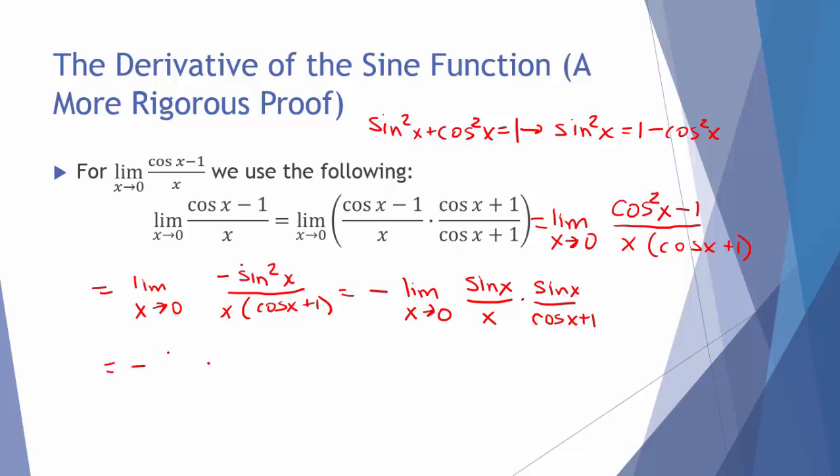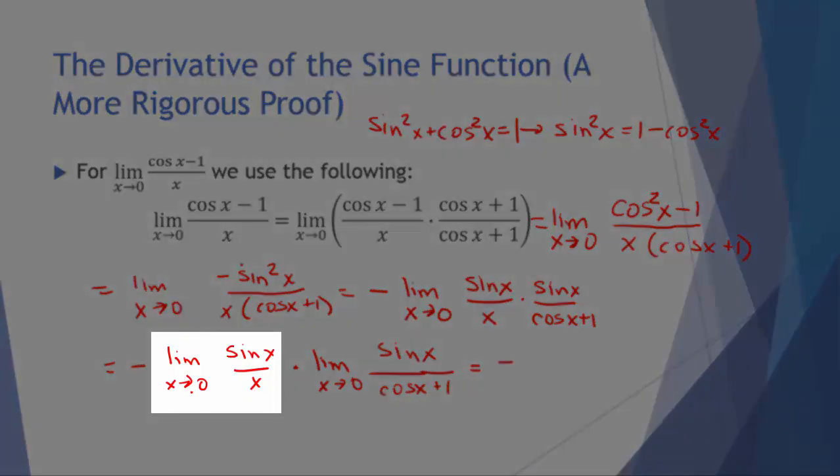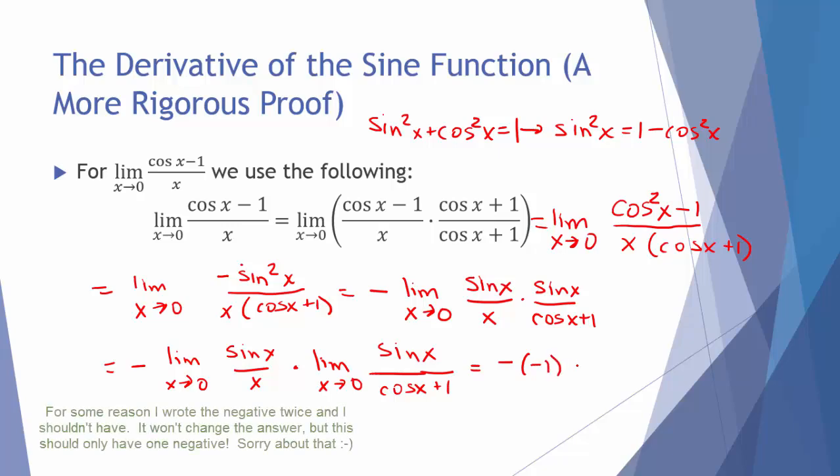And by properties of limits, I'm able to split those limits across multiplication. So this is equal to the limit as x approaches 0 of sine x over x times the limit as x approaches 0 of sine x over cosine of x plus 1. Okay, so I have a negative. This is the limit that we just watched the really long video for. That limit as x approaches 0 of sine x over x, that's equal to 1.